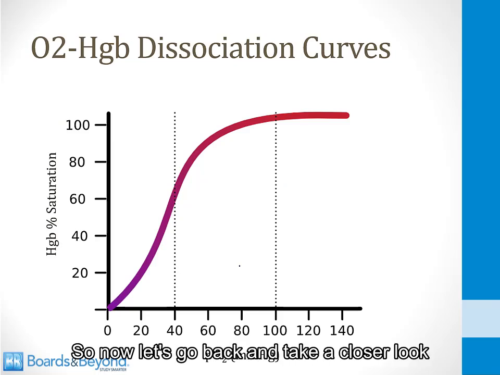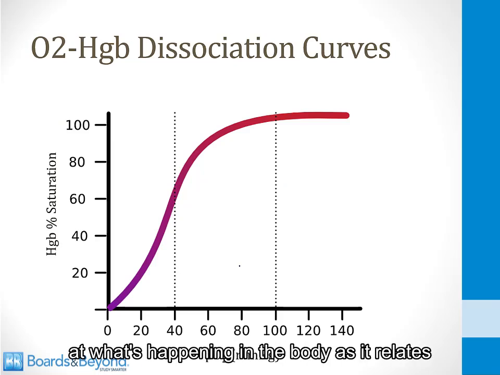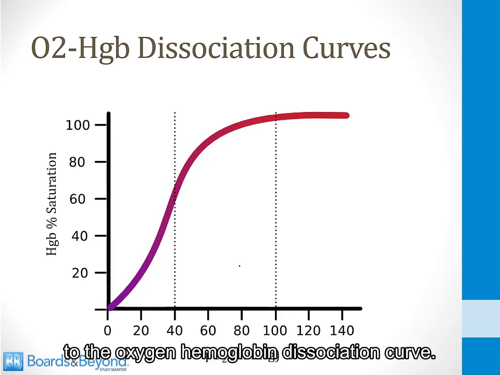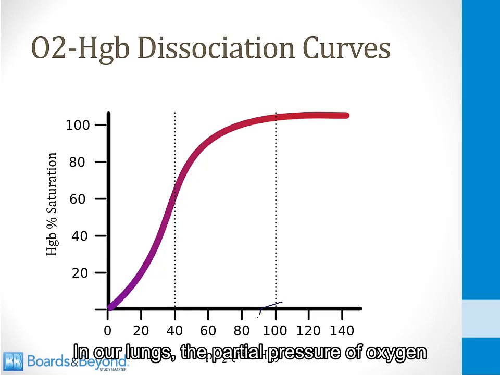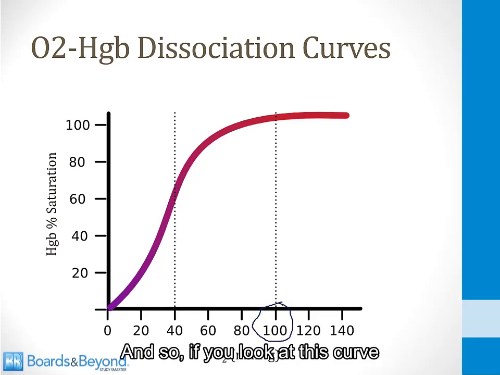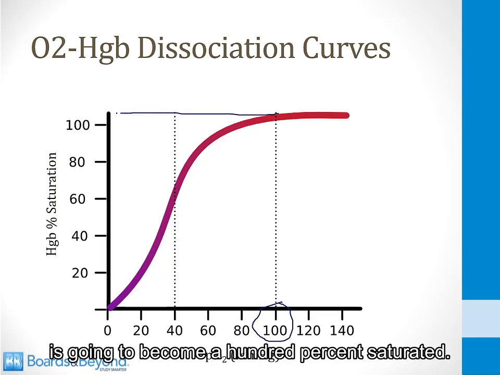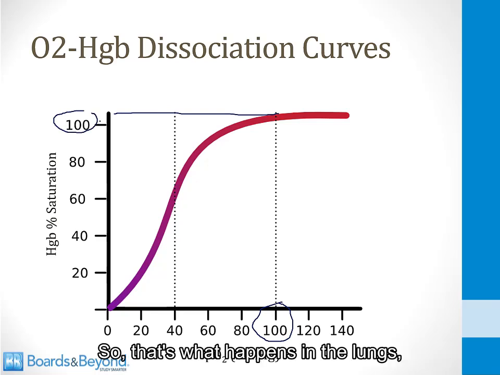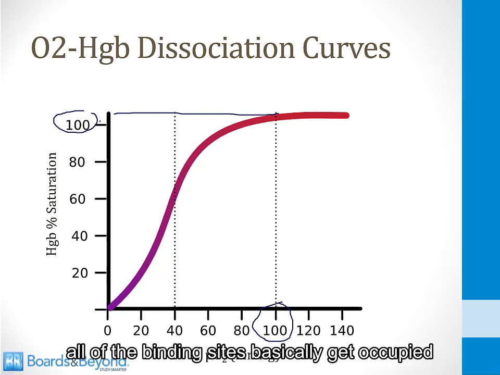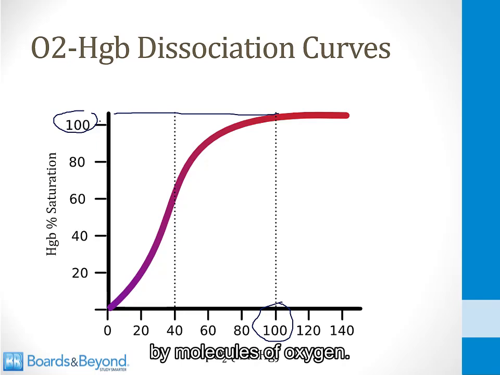So now let's go back and take a closer look at what's happening in the body as it relates to the oxygen-hemoglobin dissociation curve. In our lungs, the partial pressure of oxygen is about 100. And so if you look at this curve, in our lungs, you can see that the hemoglobin in red cells is going to become 100% saturated. So that's what happens in the lungs. All of the binding sites basically get occupied by molecules of oxygen.